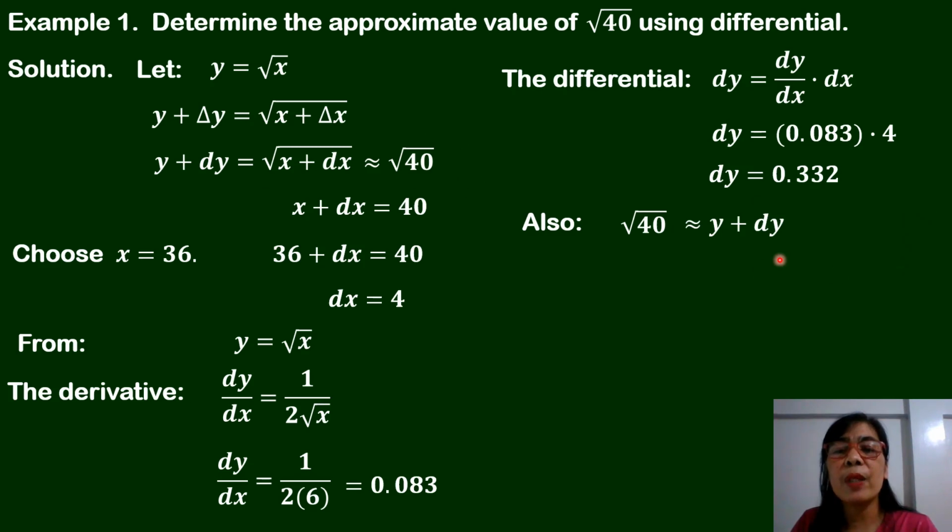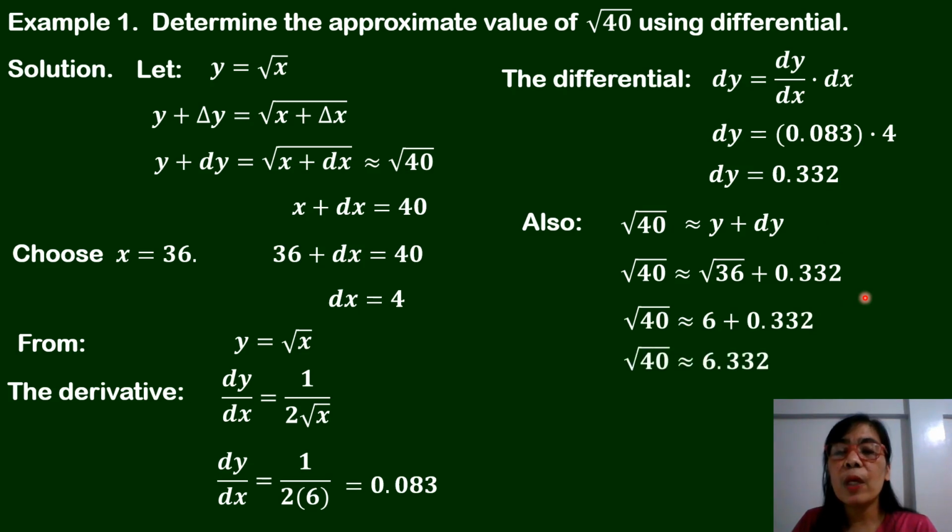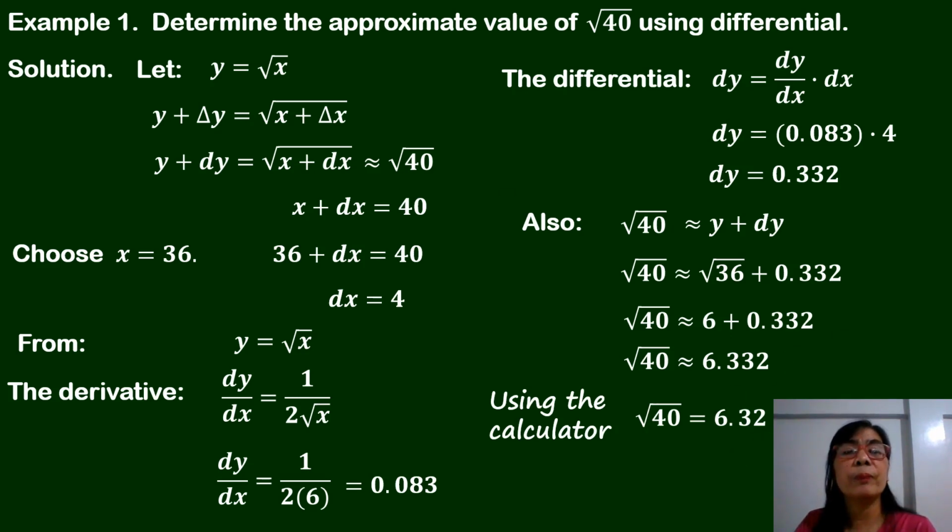y plus the differential of y. So y is the square root of x whose value is 36. So we have square root of 36 plus the differential of y, which is 0.332. We now have the approximate value of the square root of 40 is 6.332. You can check this one using the calculator. It gives us the value. The square root of 40 is equal to 6.32. So this is the approximate value using differential. This is the value using the calculator.